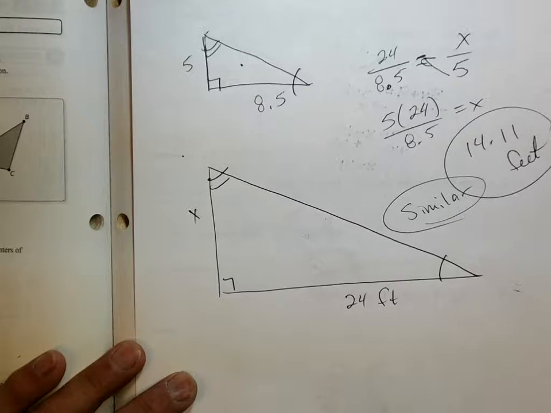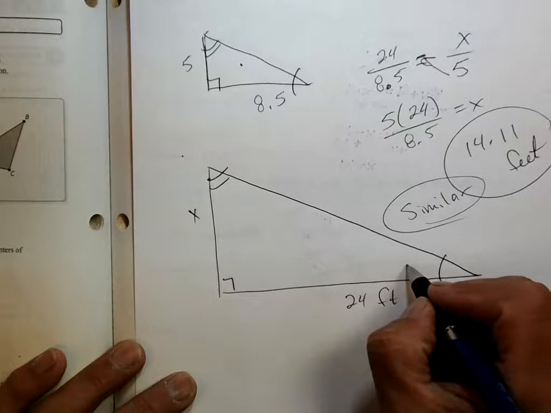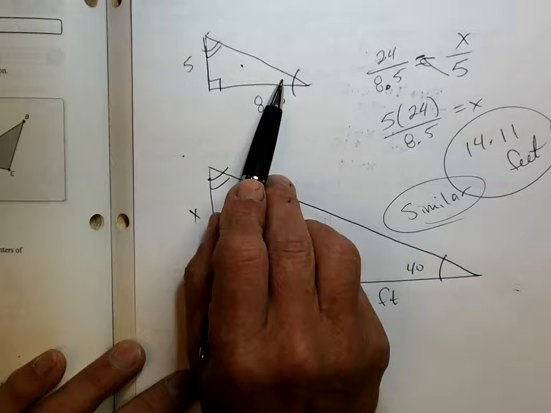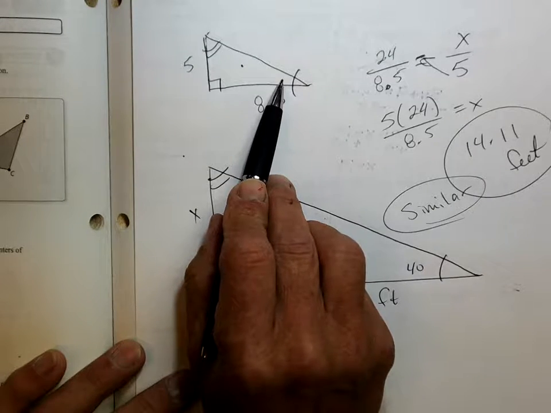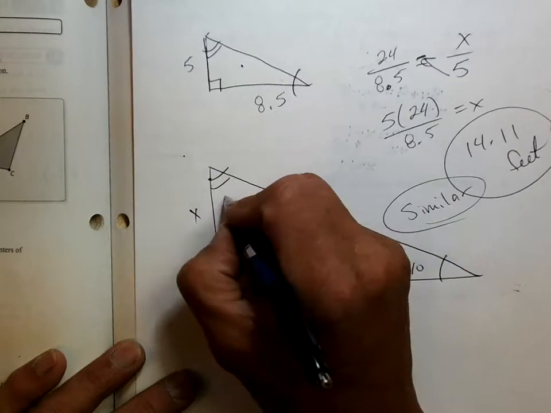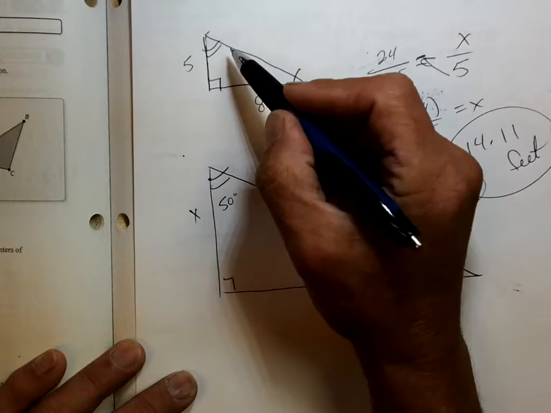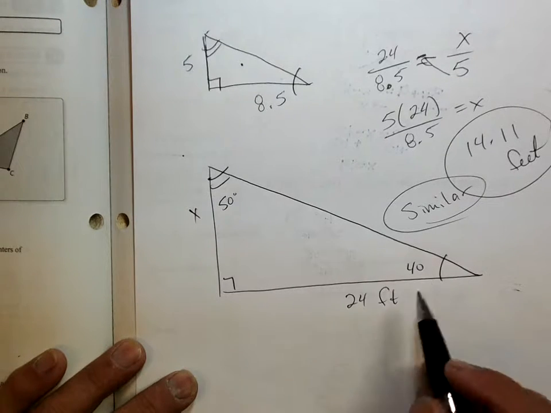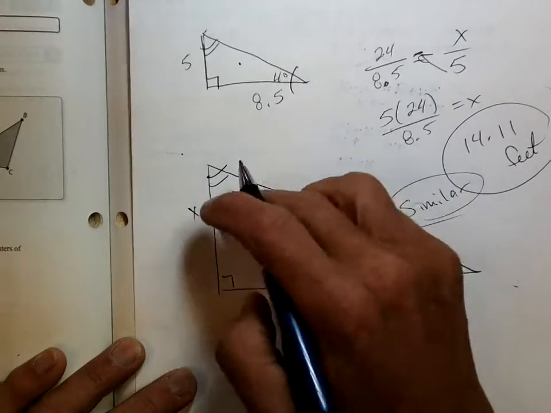Okay? Now, if this angle were, say, 40 degrees, then I know this angle has to be also 40 degrees. If I know this angle is 50 degrees, then I know this angle must be 50 degrees. Same shape, just different size. If they're the same shape, then the angles must be the same. All right? Yes. 40, 40, 50, 50.